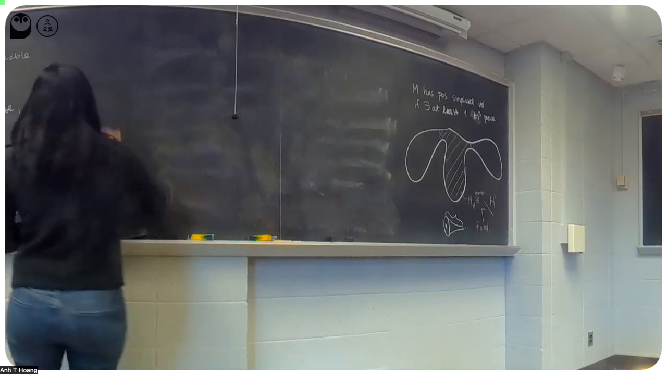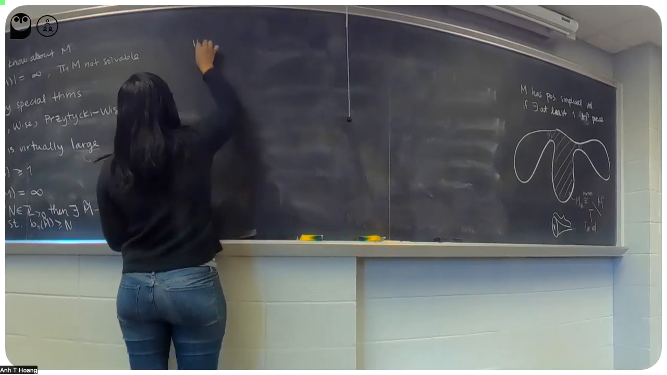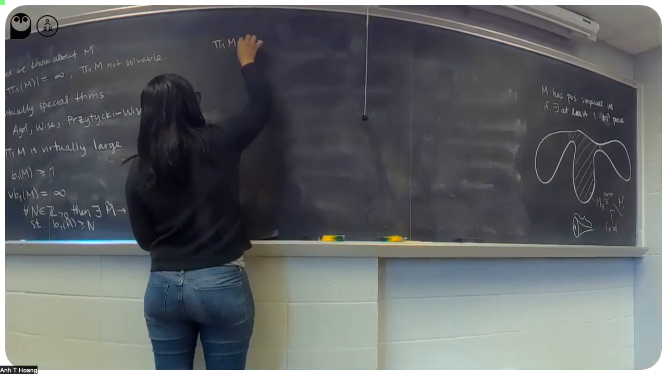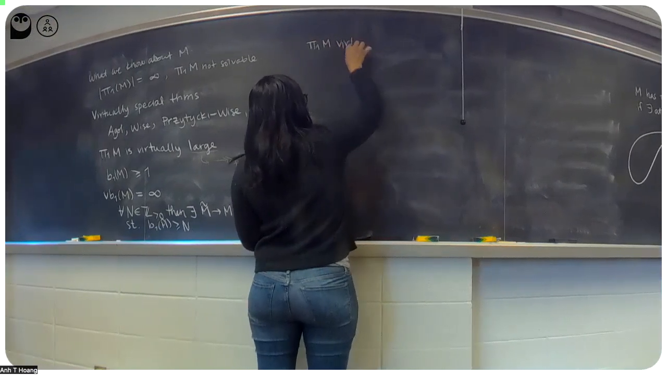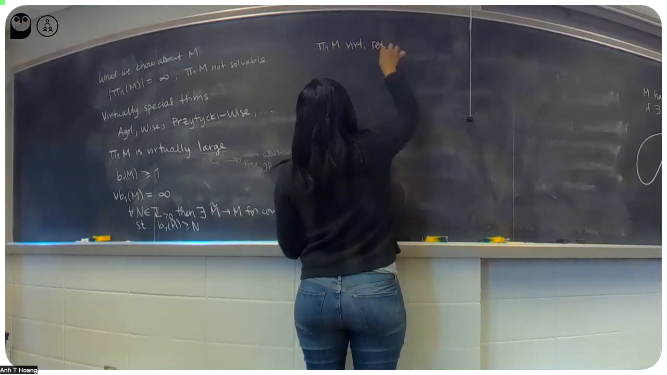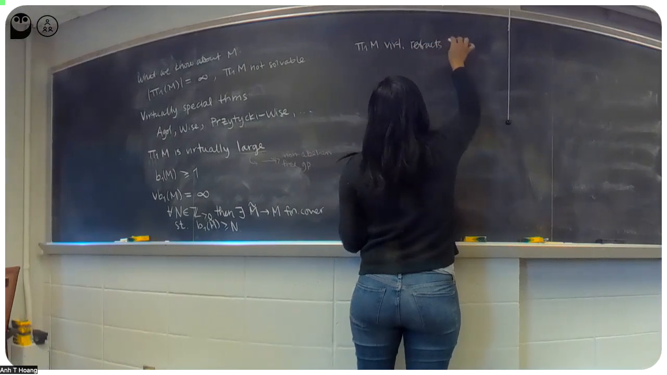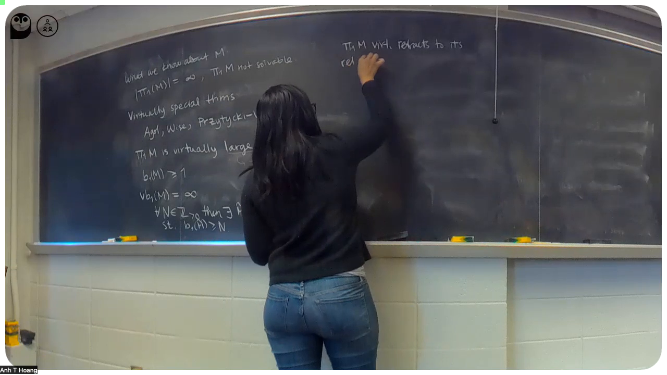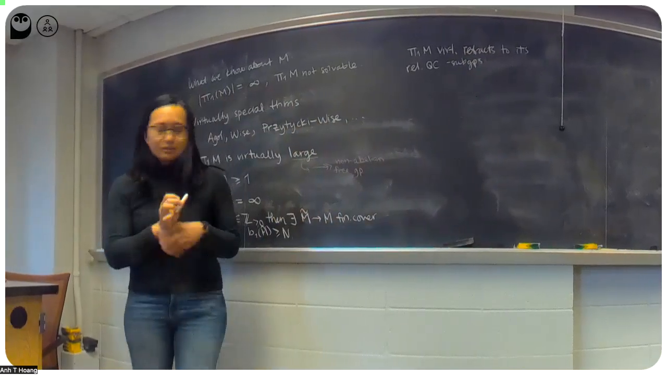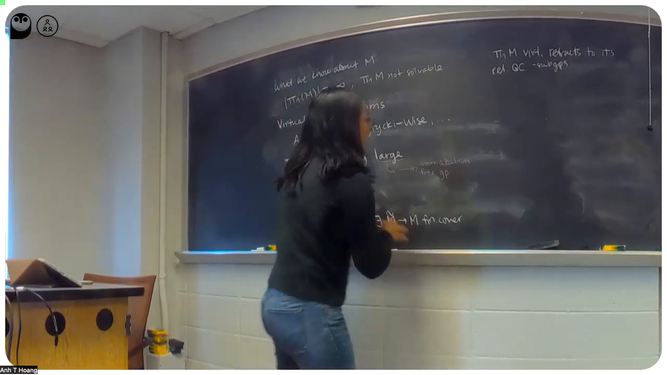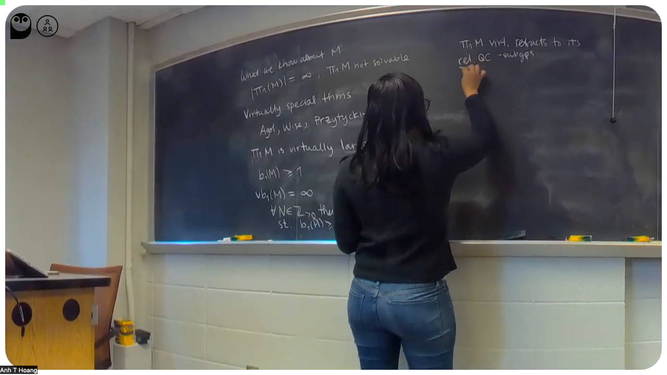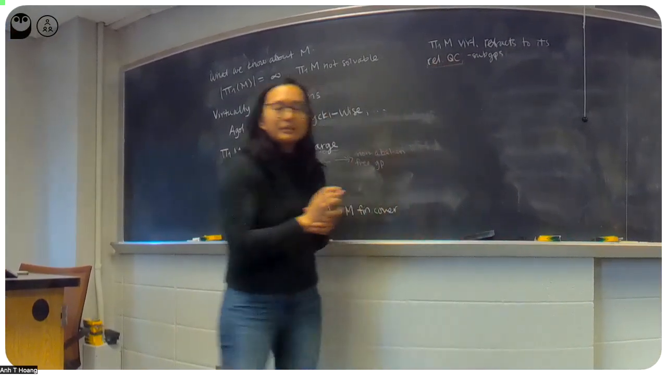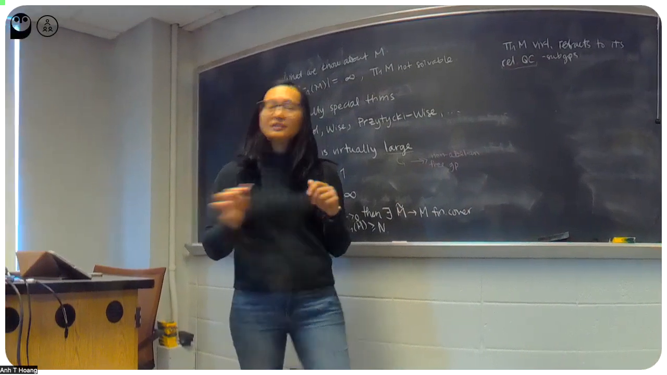And this last one that will be useful is that I1 of M virtually retracts to its relatively quasi-convex subgroups. Okay, so let me also tell you what I mean by this. I'm going to say that these types of subgroups are not all subgroups, but the nice subgroups.